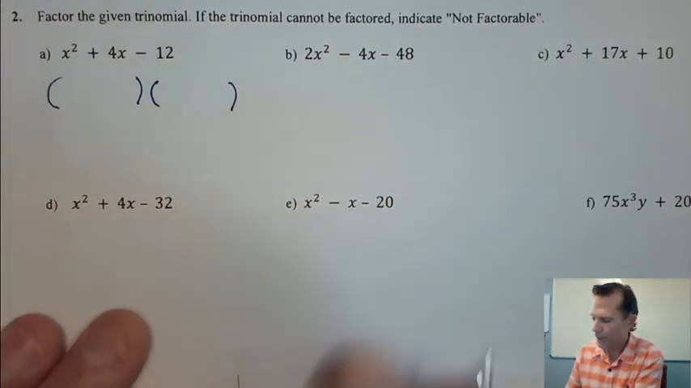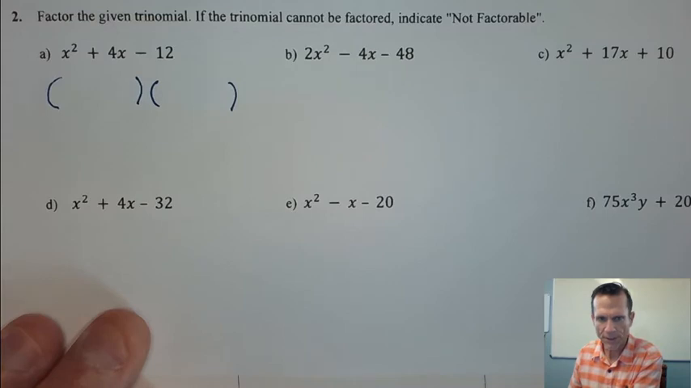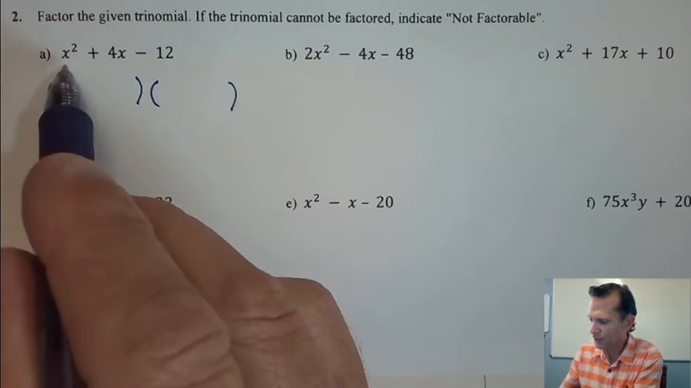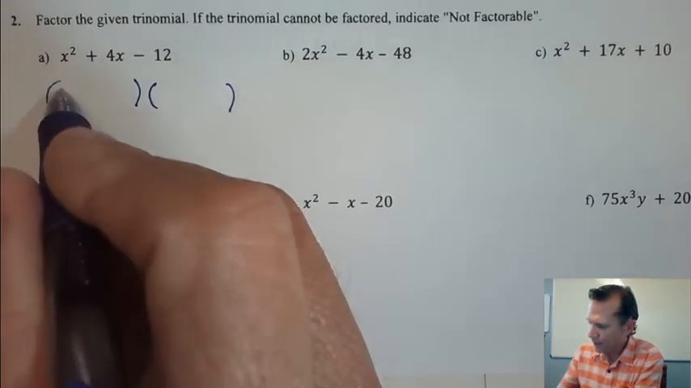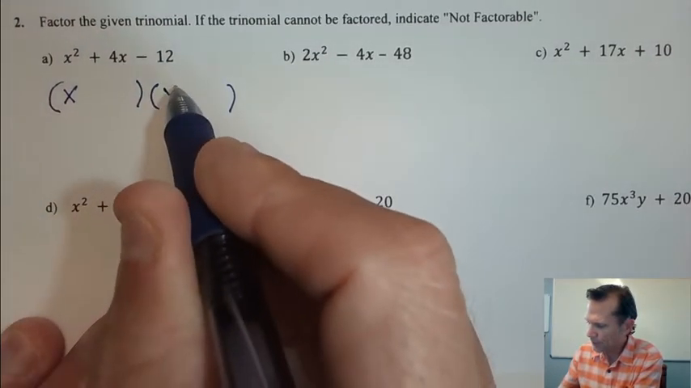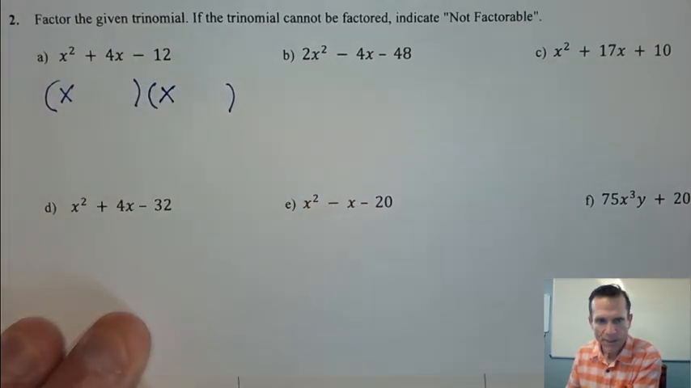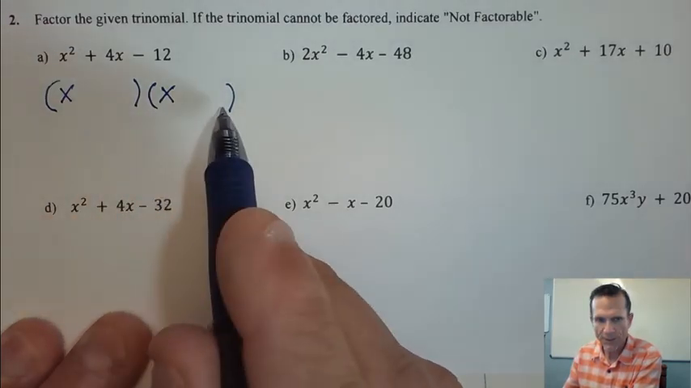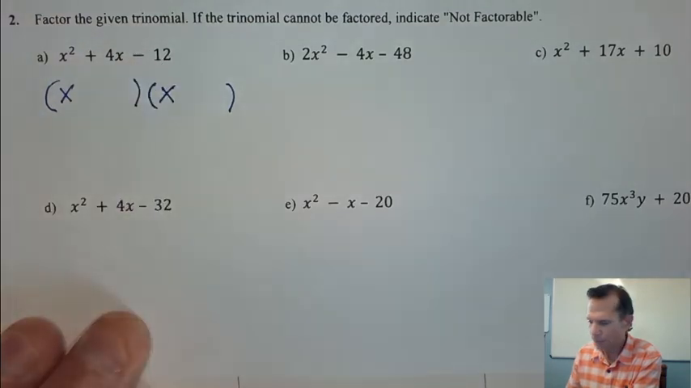So what I do is I put down a template to get me started here, and then the first thing I do is I look for what would satisfy to get me this x squared up front. And I know that x times x would get me x squared. So that takes care of the F part of FOIL. Next, I'm going to fill in two numbers here, which will multiply to give me negative 12. Now the problem with that is we have some different options. We have 1 and 12, we have 2 and 6, and then we have 3 and 4.